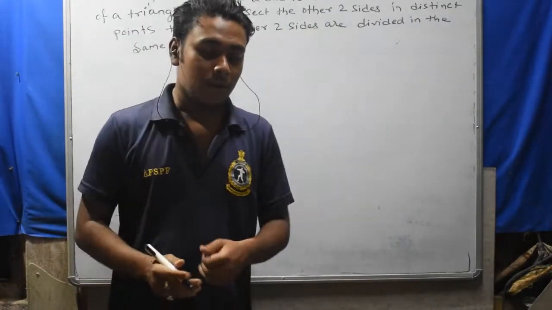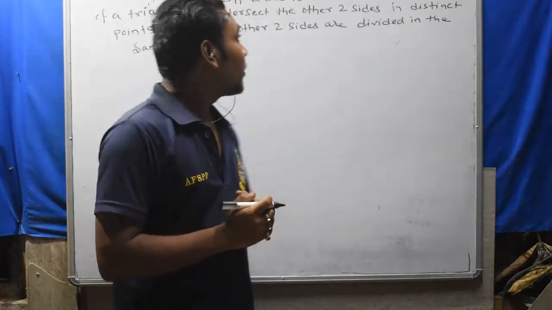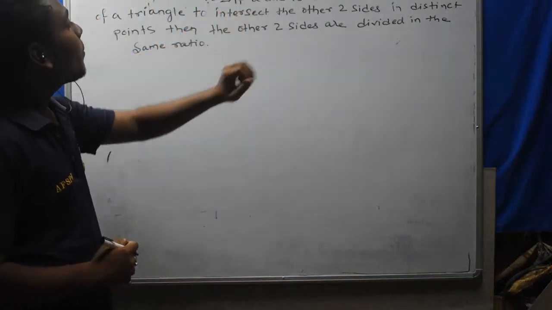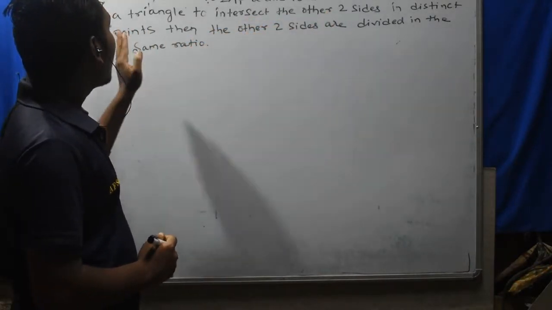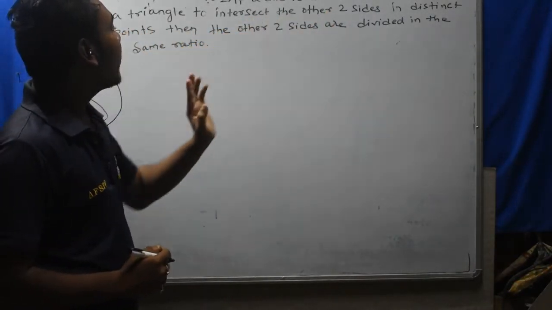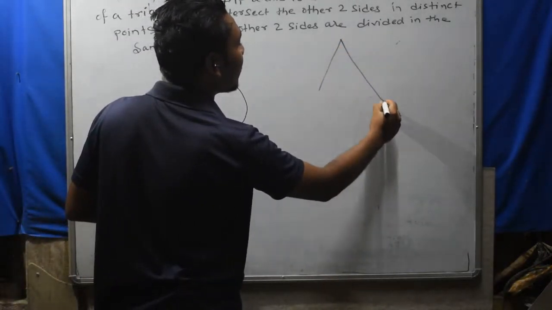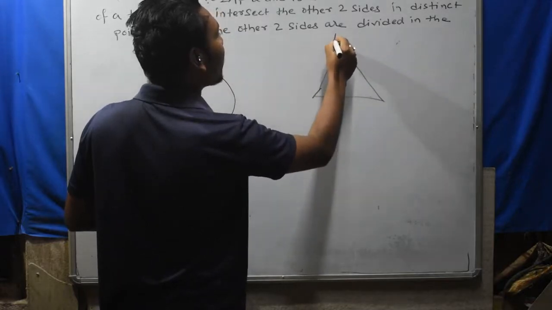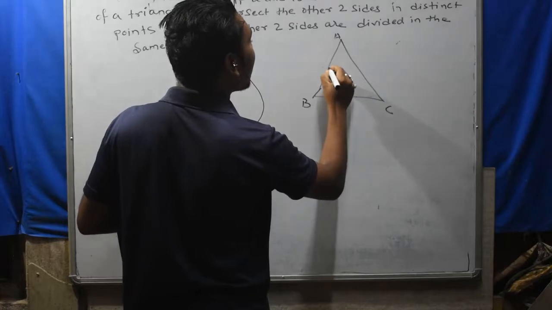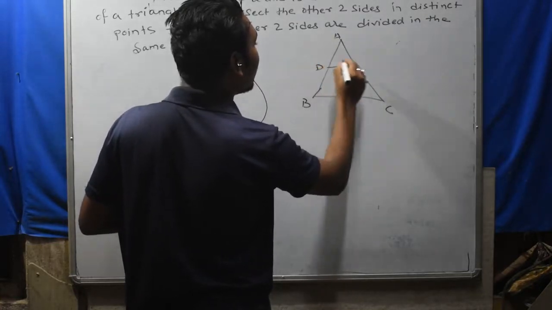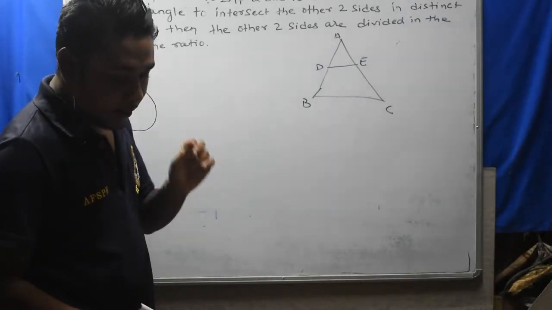Good morning, students. So today we will be discussing theorem 6.1, that is, if a line is drawn parallel to one side of a triangle to intersect the other two sides in distinct points, then the other two sides are divided in the same ratio. That is, if a triangle is given, the name of the triangle is ABC, and the parallel line is drawn at D and E.